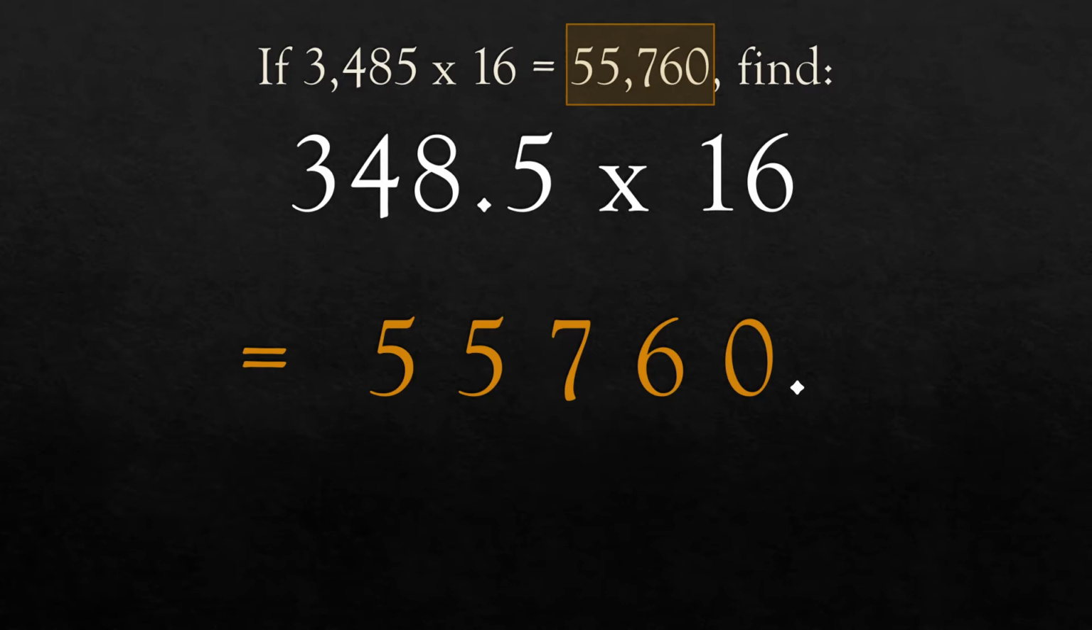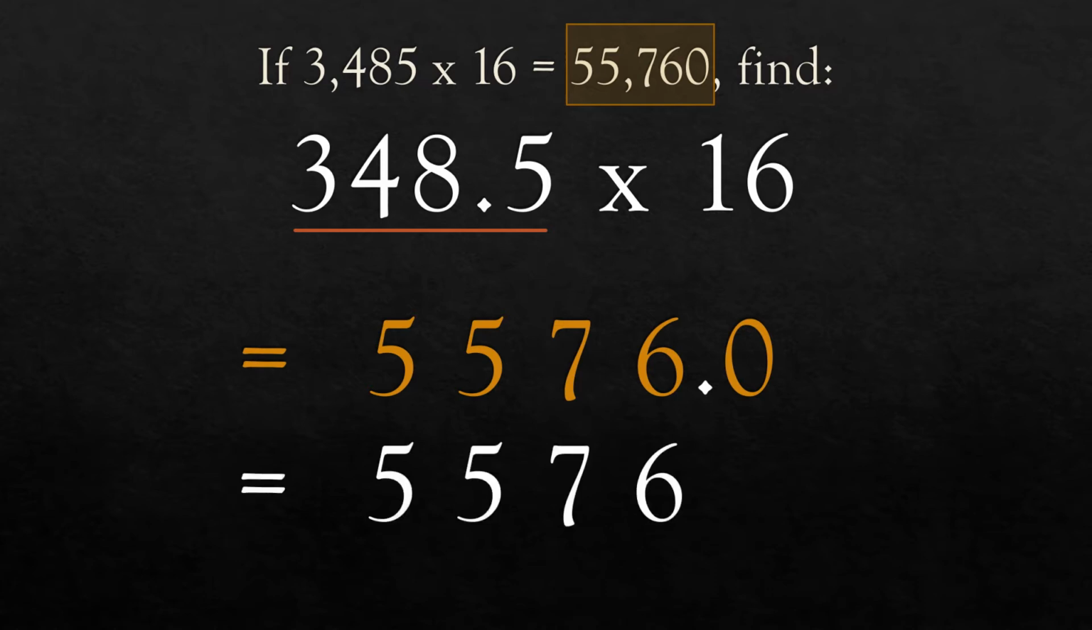Let's see. So tell me, how many digits after decimal in 348.5? Yes, 1. So in product 55,760, count one digit from the right and place the decimal point. So the answer is 5,576.0. That is 5,576.